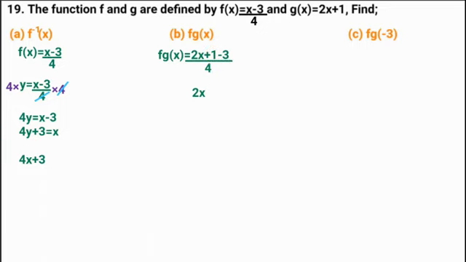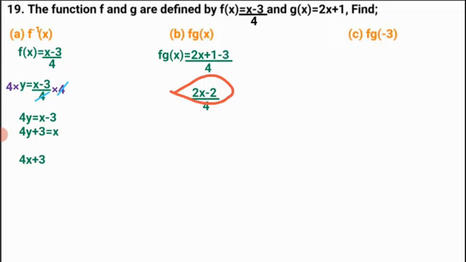So positive 1 minus 3 will give us negative 2. Then we'll say over 4. Then what I'm going to do now is factorize the numbers that are on top. So I'm going to factorize this. Why? Because I want to simplify the equation.